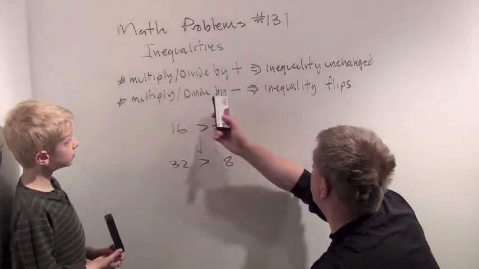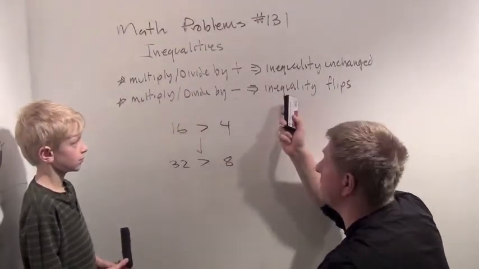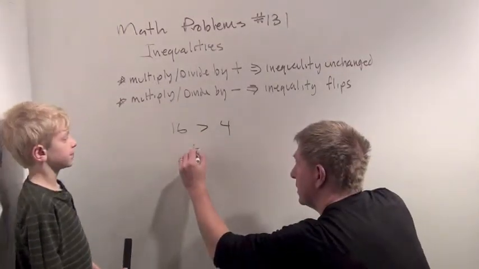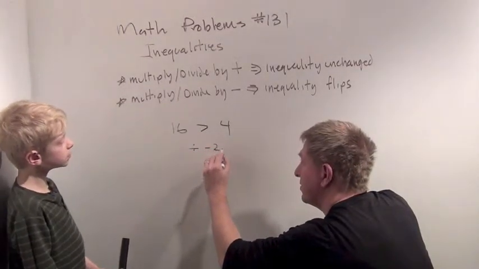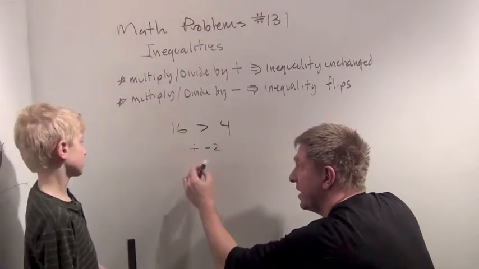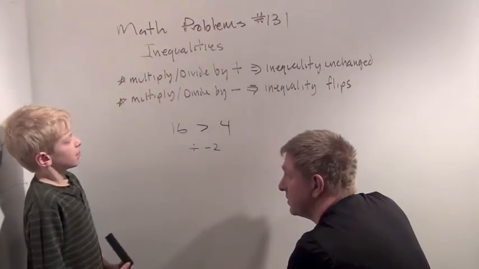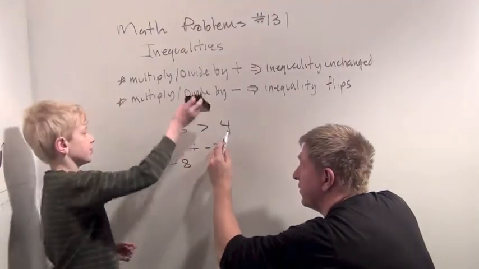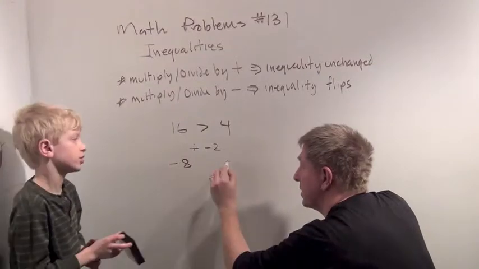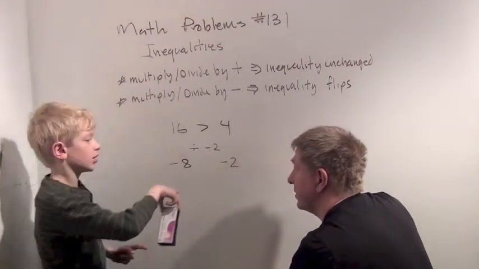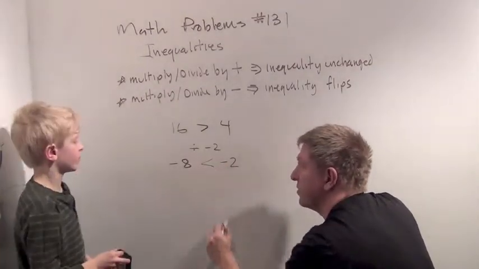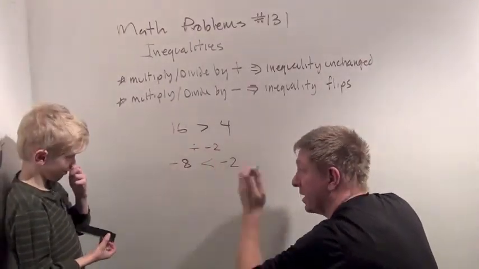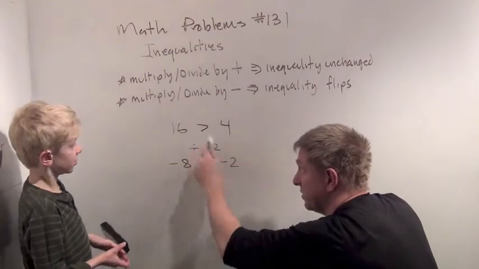But when I multiply or divide by a negative, the inequality flips around. So now let's divide by minus 2. What is 16 divided by minus 2? It's minus 8. And what is 4 divided by minus 2? It's minus 2. Which one's bigger? This one. So the inequality flipped around. You can always remember it with a little example if you're confused. Just pick some easy numbers.